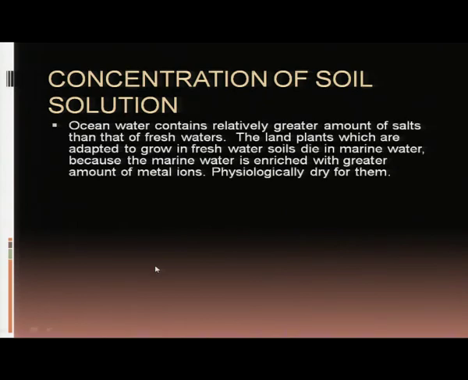Now, talking about the ocean water, which is highly concentrated. Ocean water contains a relatively greater amount of salts than fresh waters. So, can land plants be taken to ocean water and made to grow there? Obviously not. The land plants which are adapted to grow in freshwater soils die in marine water. Why? What will the greater salt concentration do to such plants?